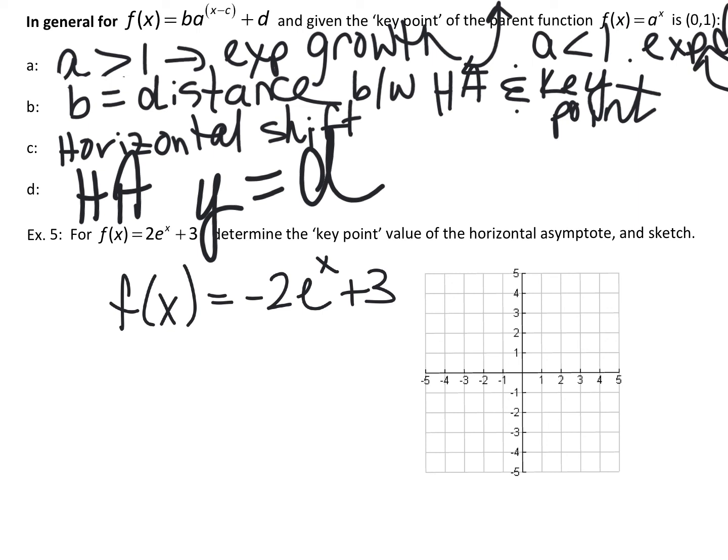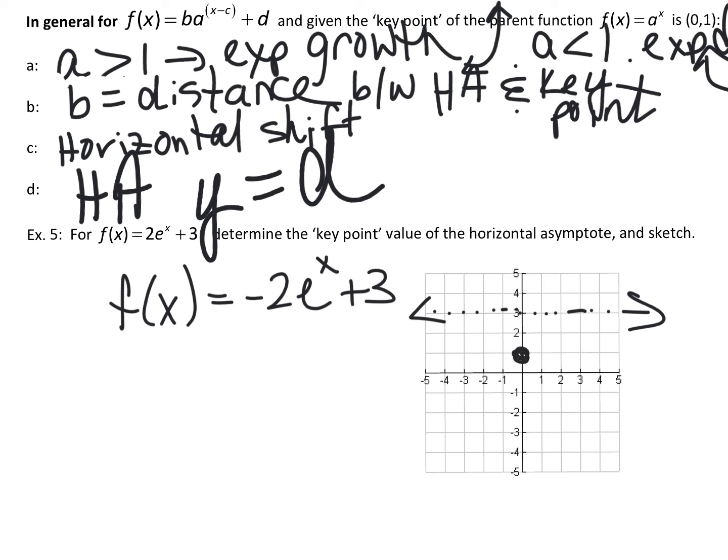All right, so plus 3 is our horizontal asymptote, so I'm going to put that there. And then the distance from the horizontal asymptote to the key point is 2 in the negative direction, right? So I'm going to go here, and since this is negative, instead of going up 2, I go down 2, and that's going to be at 1.